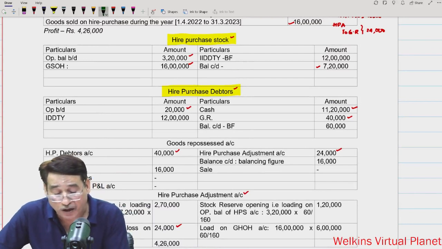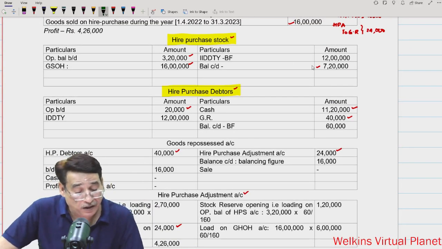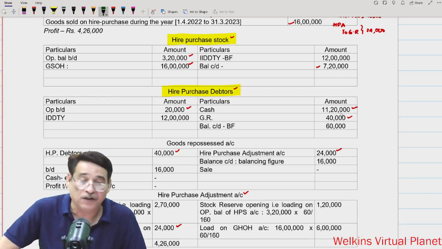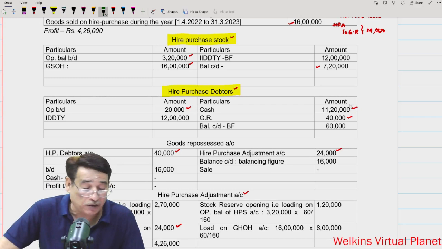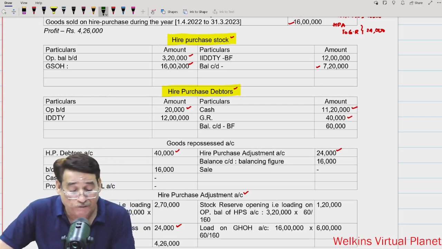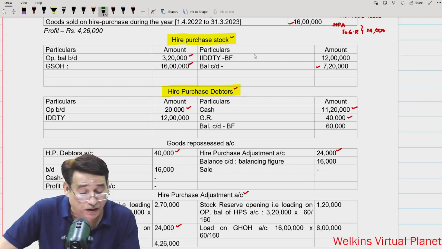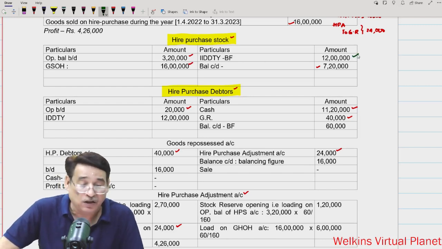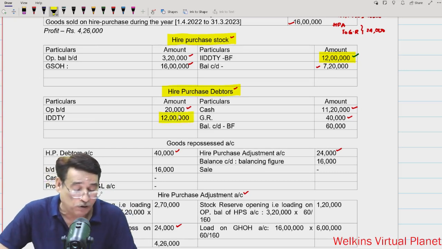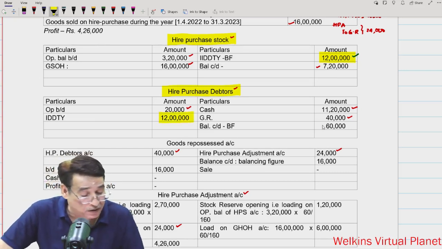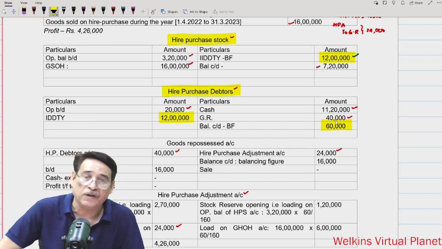Out of these two accounts, three entries are here and even three entries are here because I have tick marked the entries. However, this account will be posted first, correct? When I post this account, because three entries are there, the balancing figure will be your 12 lakh. 12 lakh will become your balancing figure, installment due during the year, and you will post it over here. Then you will balance this account and your balancing figure will be 60,000.